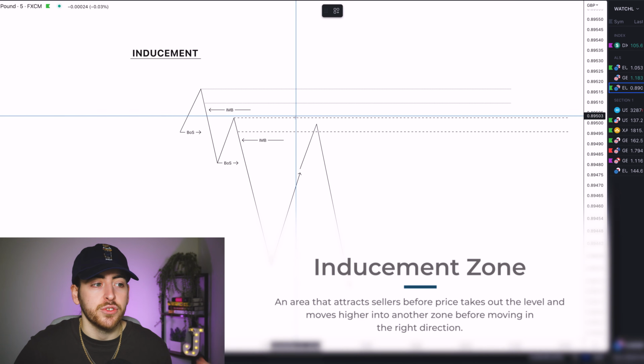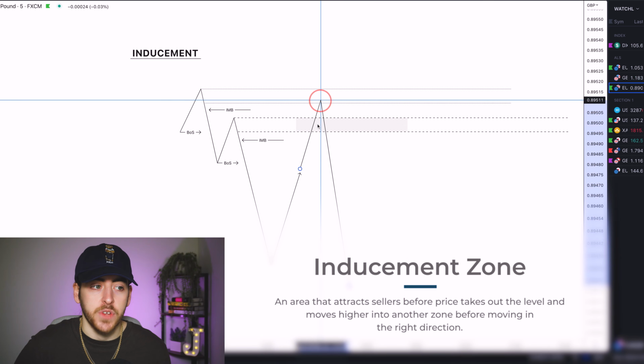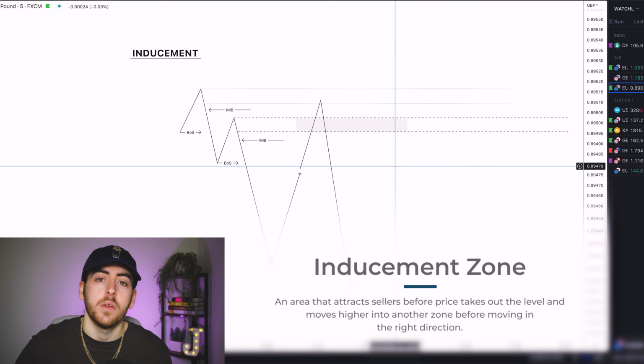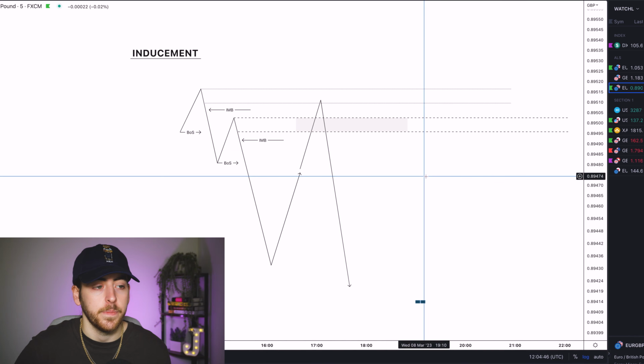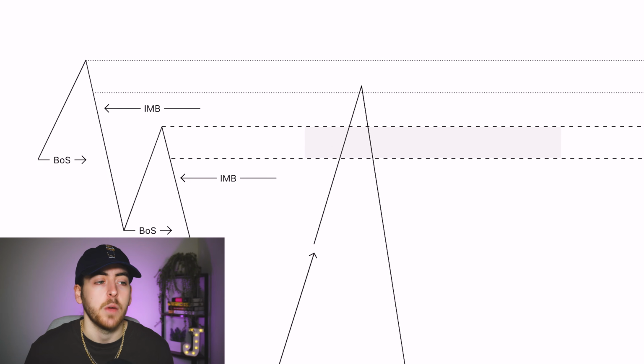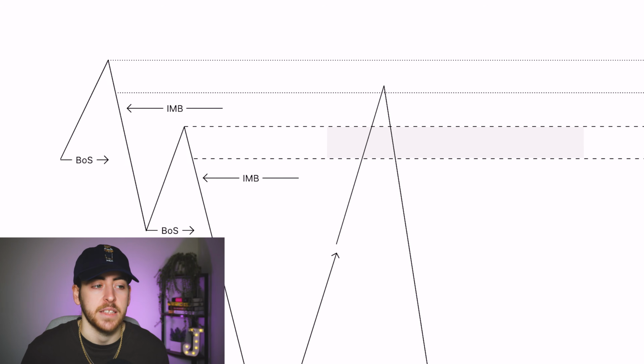It's an area that attracts sellers before price takes out the level and moves higher into another zone before moving in the right direction, just like what you can see on the screen. Many traders will put this down as an unlucky loss, but it's not. There's a lot of logic behind this setup, and we can actually trade this in a way that will benefit us massively long-term in our technical trading.